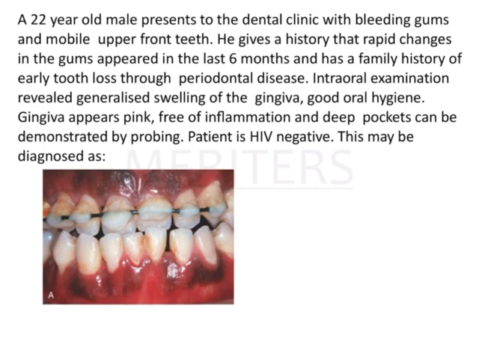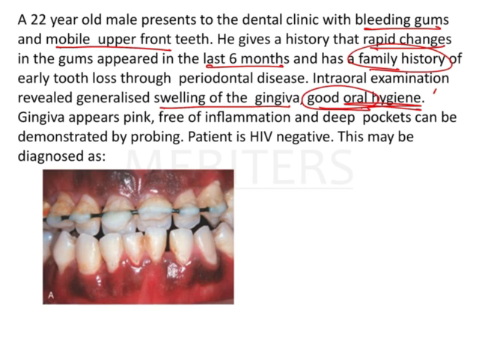So again, it's an essay type of question, in the sense that it is a long question, and we need to just skim and scan the most important points. So first is bleeding gums. Second is mobile upper front teeth. Rapid changes in the last 6 months. Family history. Intraoral, over here you can see the swelling of the gingiva and good oral hygiene. This is again an important point. Pink, free of inflammation is another important point, and deep pockets.